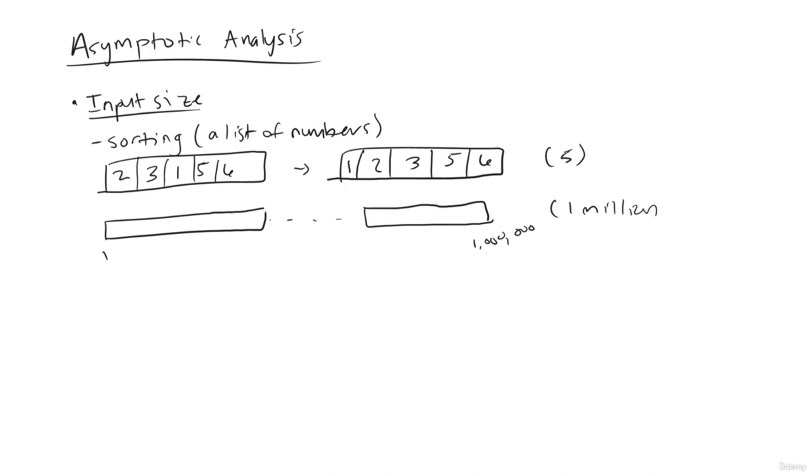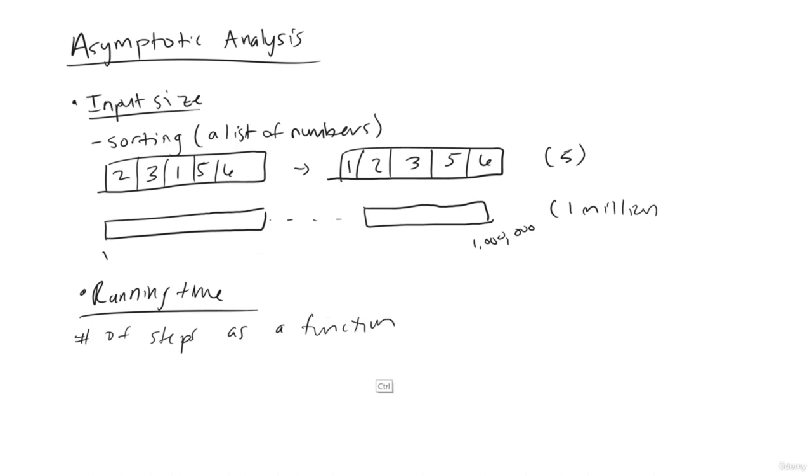And so what we like to do is analyze an algorithm and say, hey, what is the running time of this algorithm? And running time, you can think of it as the number of steps as a function of input size. In this case we had 5 and then we moved up to a million. Can we express the running time of our algorithm, how many steps it has to take, as a particular function?